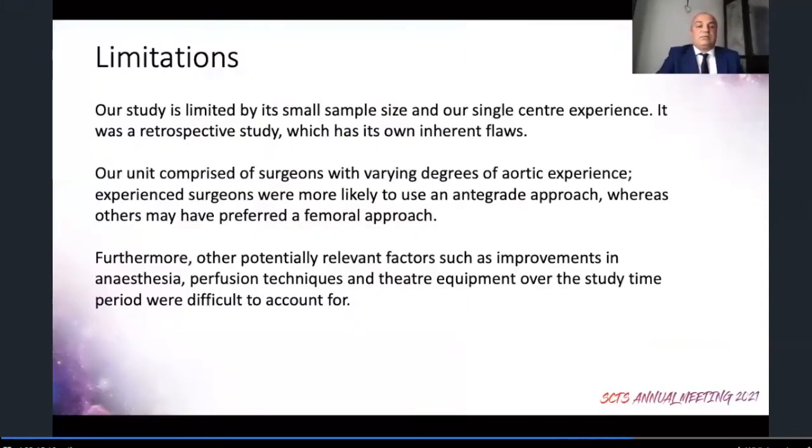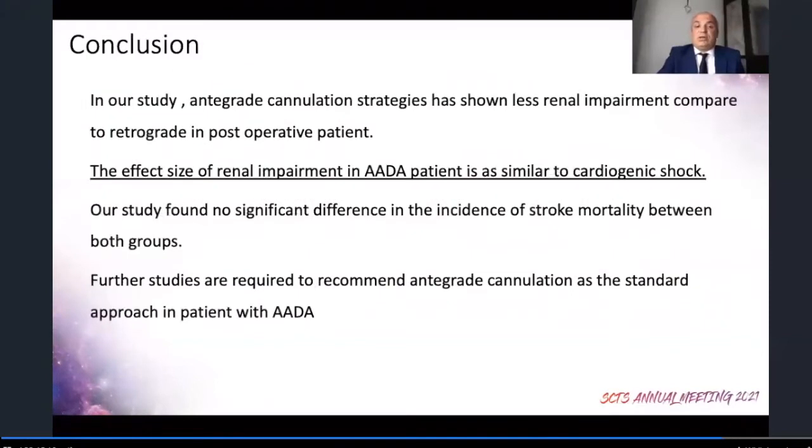Our study is limited by small sample size in our single center experience. It was a retrospective study, which has inherent flaws. Our unit comprised surgeons with varying degrees of aortic experience. Experienced surgeons were more likely to use an antegrade approach, whereas others may have preferred a more conventional approach such as femoral. Furthermore, other potential relevant factors such as improvement in anesthesia, perfusion techniques, and theater equipment over the study period were difficult to account for.